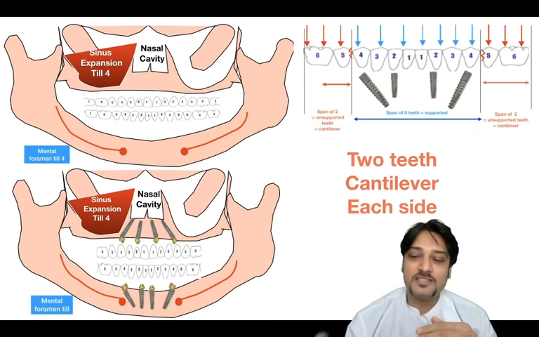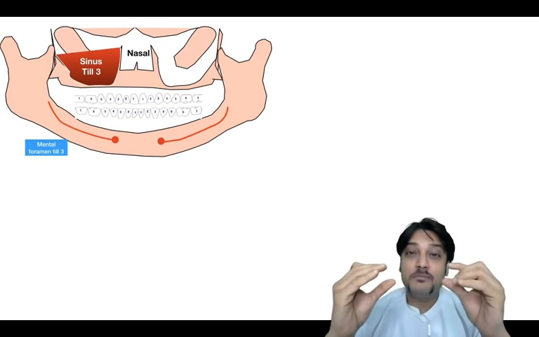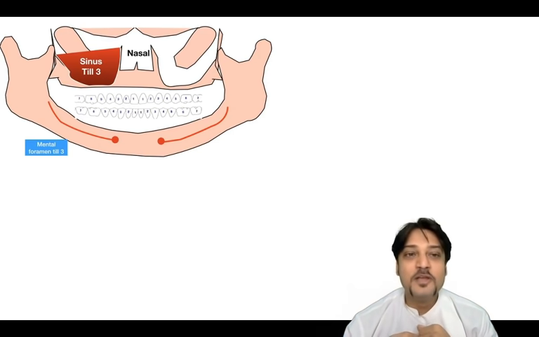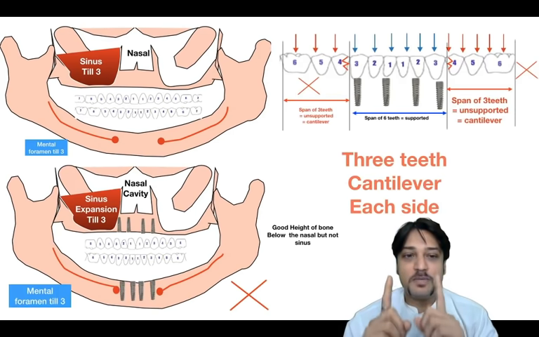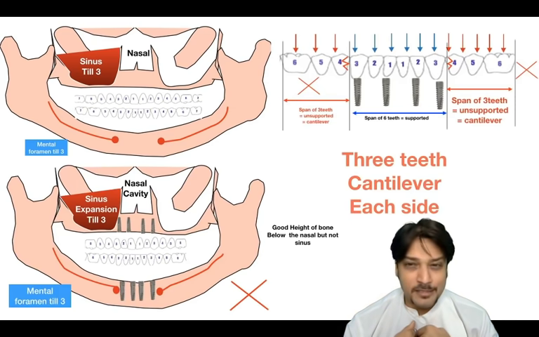And when the sinus is expanded till the region of the 3, but there is bone available below the nasal cavity, here we go for placement of 4 implants straight, because tilting is not really easy. Option number 1 is this.